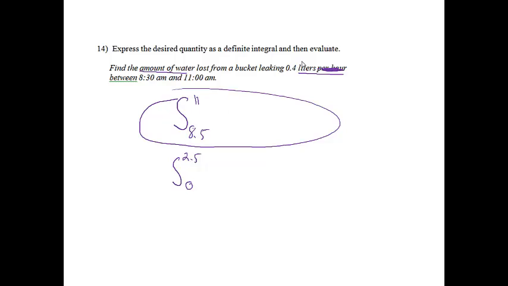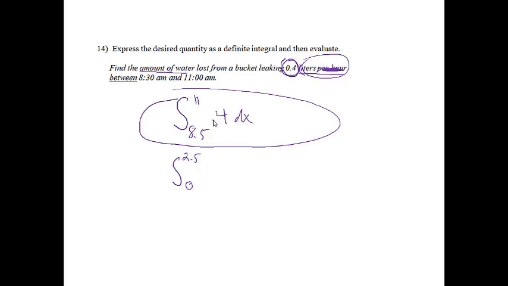Okay, now liters per hour right now is just a unit. So if I want to know what to take the integral of, I'm just going to take the integral of what comes before my unit label. So it's just going to be 0.4. Even though it says per hour, I know lots of people want to put x, but I'm just going to put 0.4. I will put dx so that people know that my variable is x.